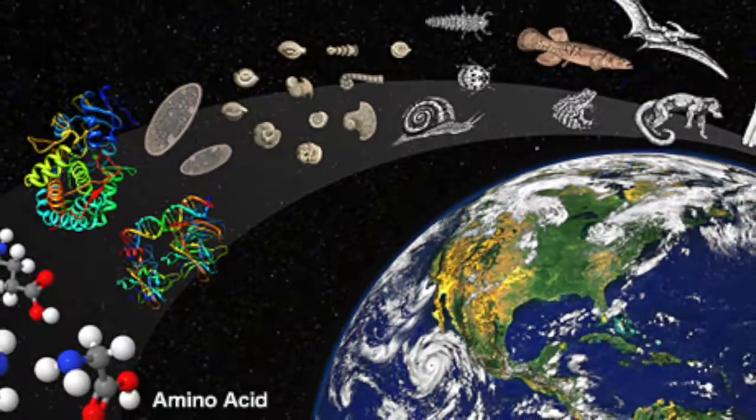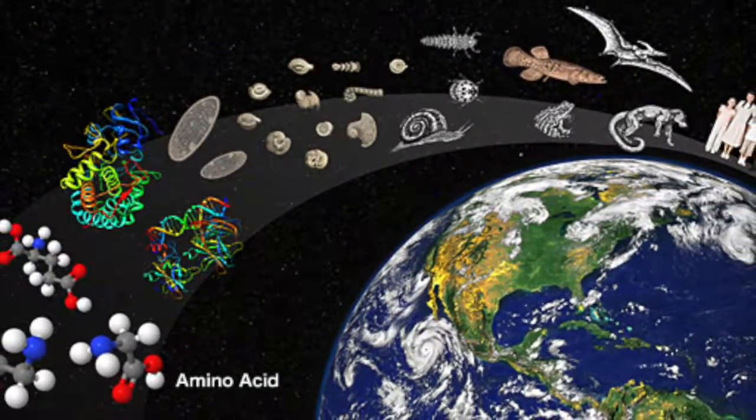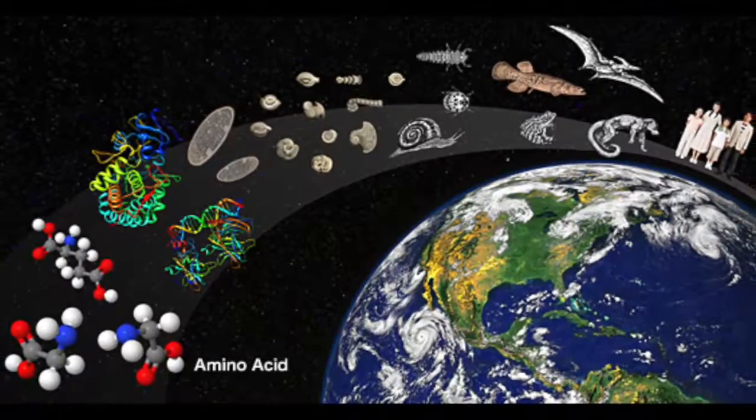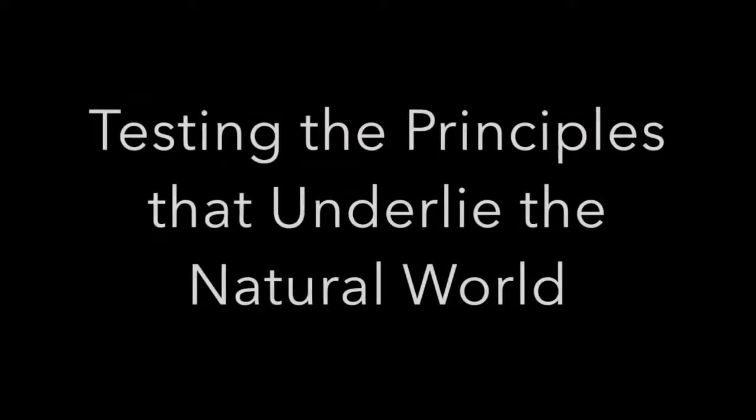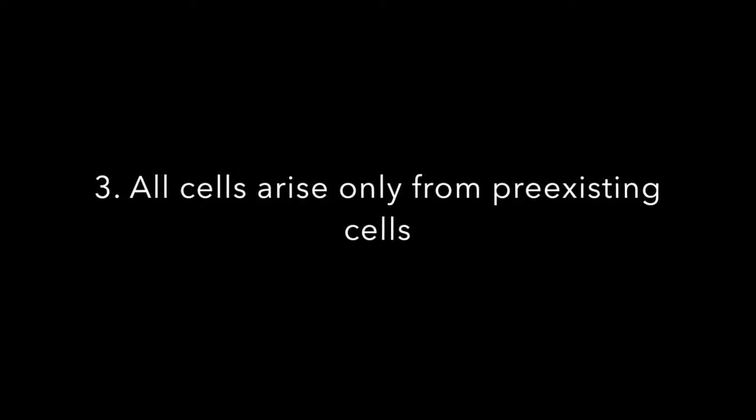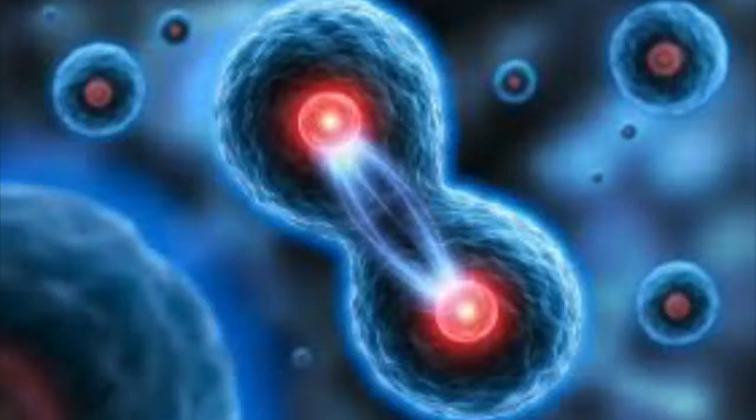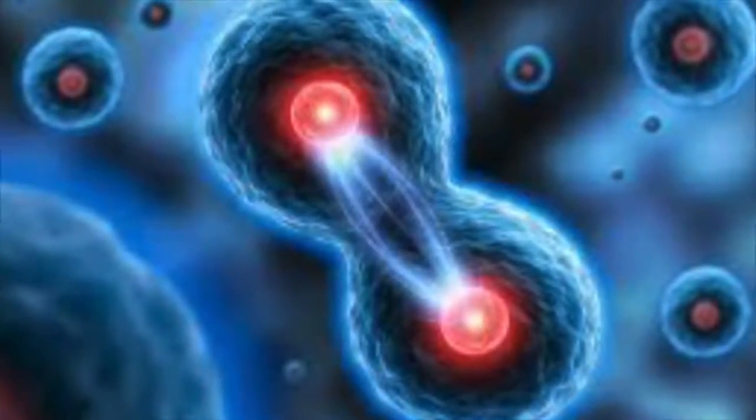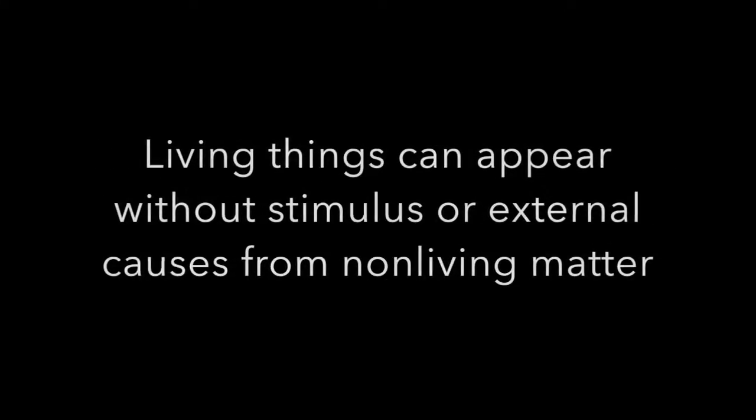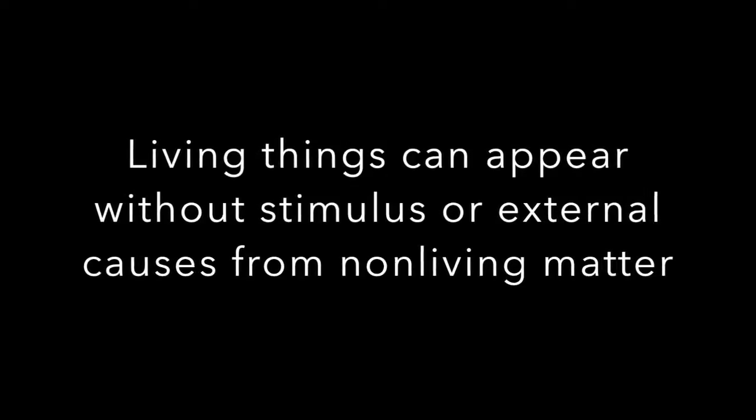While it may not be possible in our lifetime to definitively verify how life originated on the third rock from the sun, we can test the general principles that underlie the natural world. For example, our third part of the cell theory. Before we were able to take for granted that cells are produced by existing cells, there was a dominant theory called spontaneous generation. This theory states that living things can appear without stimulus or external causes from non-living matter.